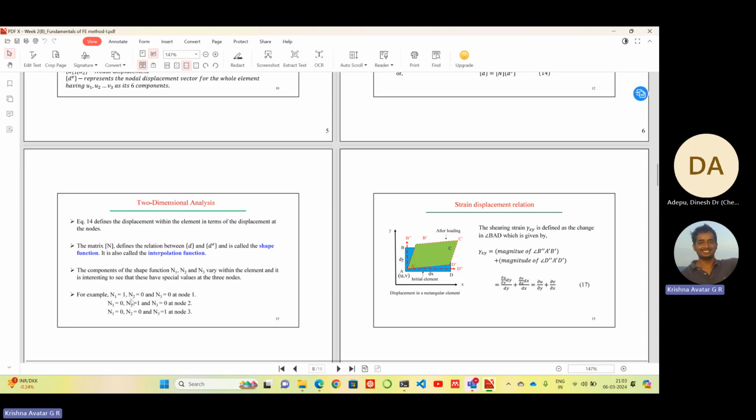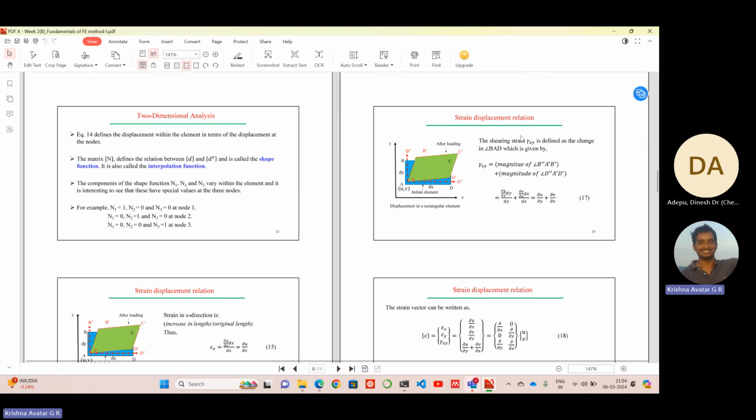So if it's n1, then it will have value 1 at node 1, and it will be 0 at all the other nodes. Likewise for n2: n2 will have a value 1 at node 2 and 0 at all the other nodes. Likewise for n3. So this is the relation of N, the shape function. This property is what we call the Kronecker delta property of the shape function: it will have 1 at the node for which it is defined, and at other nodes it will have a value of 0.